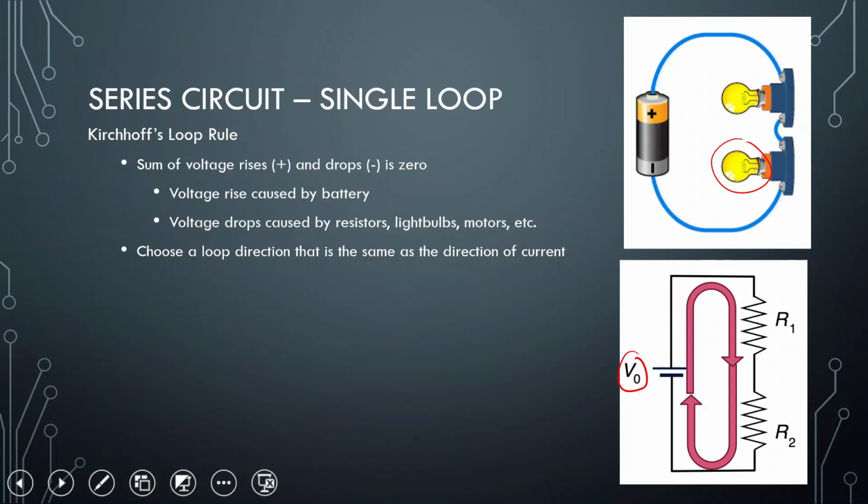So what you do is you choose a loop direction that is in the same direction of the current. We know that I0, from conventional current, is going to leave the positive side of the power supply and then go around, in this case, in a clockwise direction. So that is going to be the direction of my loop.